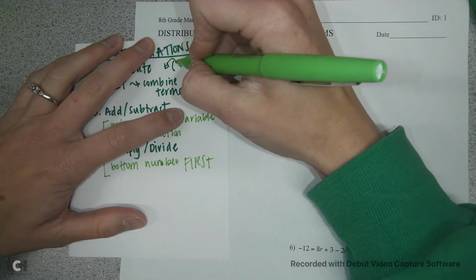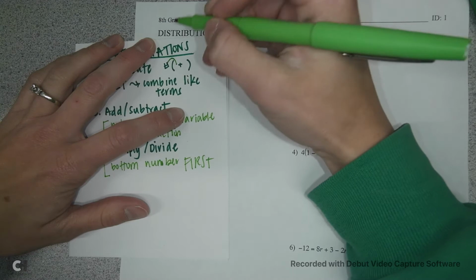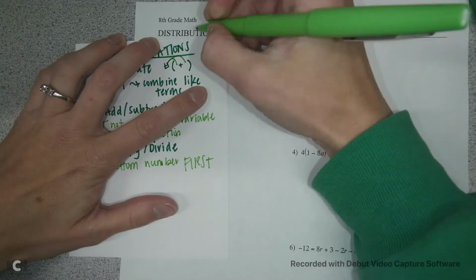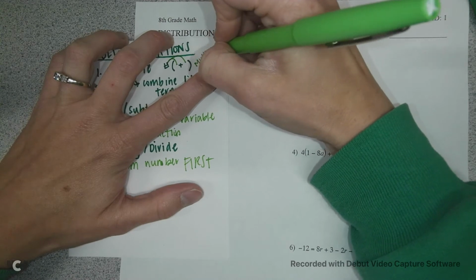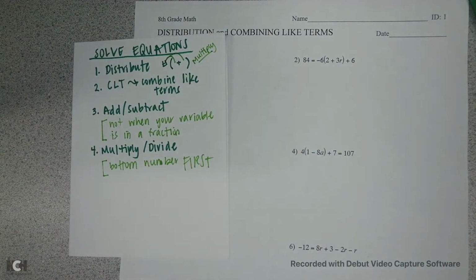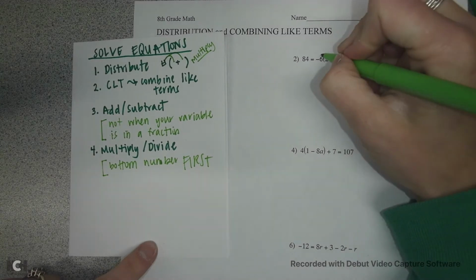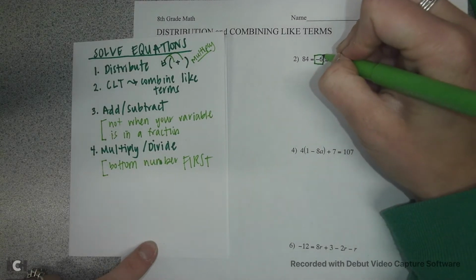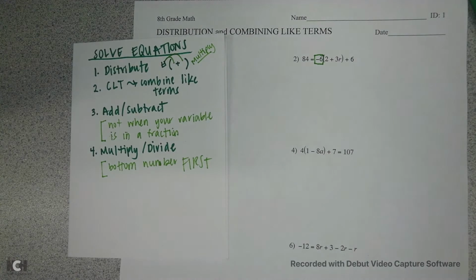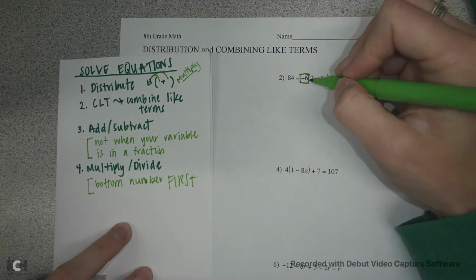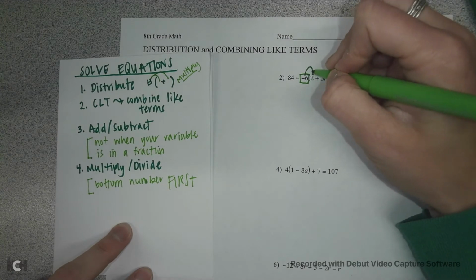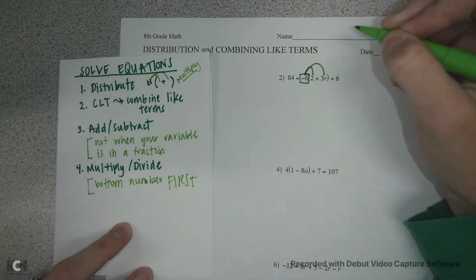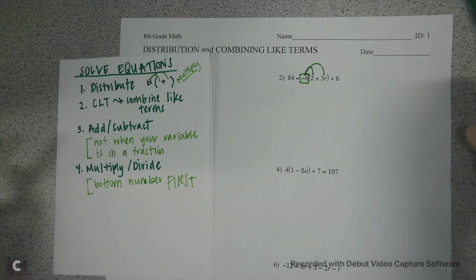Distribution means multiplication, and you're going to multiply the outside number by the first term and the second term. So multiply. Okay, so distribution is multiplication. So here on number 2, our -6 is our outside little guy, and he's the one that's going to get distributed or multiplied by all of the terms on the inside of our parentheses. So we're going to multiply the -6 by the 2 and the -6 by the 3r. Remember our Robin Hood and our arrows?